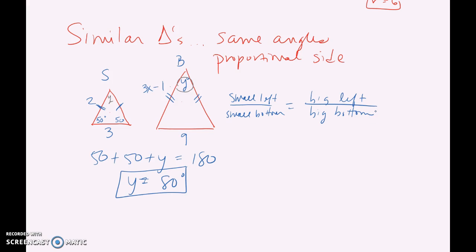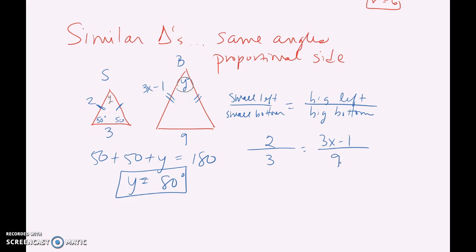Okay, so we're going to set this ratio up. So if I look at my picture, what's on the small left? Well, the number 2 is on the small left. What's on the small bottom? The number 3. Now I look at my big triangle. What's the left side of the big triangle? It's 3x minus 1. And then what's the bottom side of the big triangle?